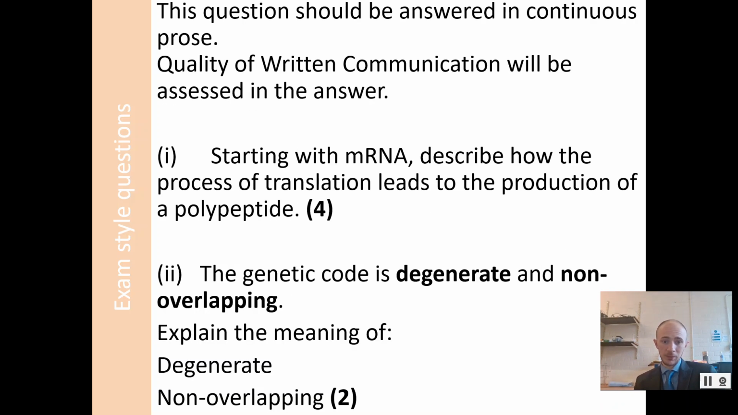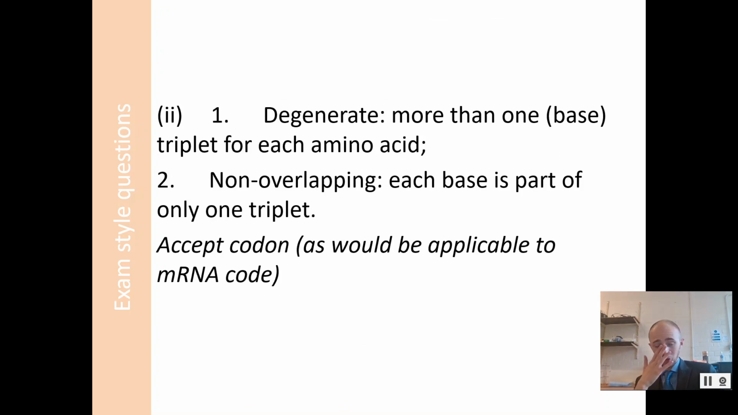Even more often coming up is the meaning of degenerate, non-overlapping, universal, etc. Let's have a look. So degenerate: more than 1 triplet for each amino acid. If you said more than 1 codon for each amino acid, that's fantastic. They just didn't want to take your mark away for not using the word codon. Codon is a better word than triplet. So more than 1 codon for each amino acid, but you'd accept more than 1 triplet for each amino acid. Non-overlapping: each base is part of only 1 triplet or codon. Fine. That's the end of that.